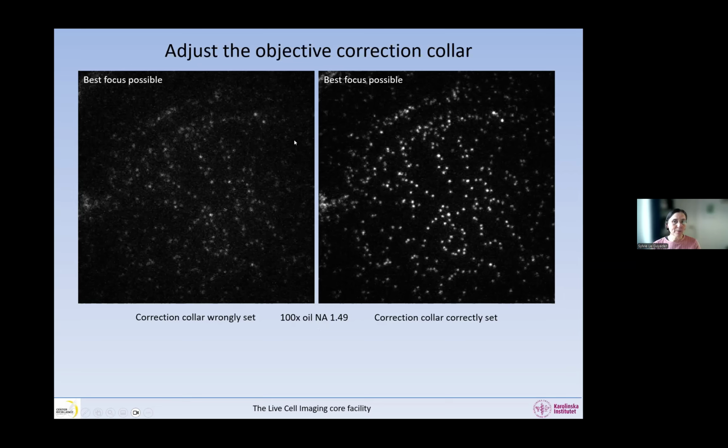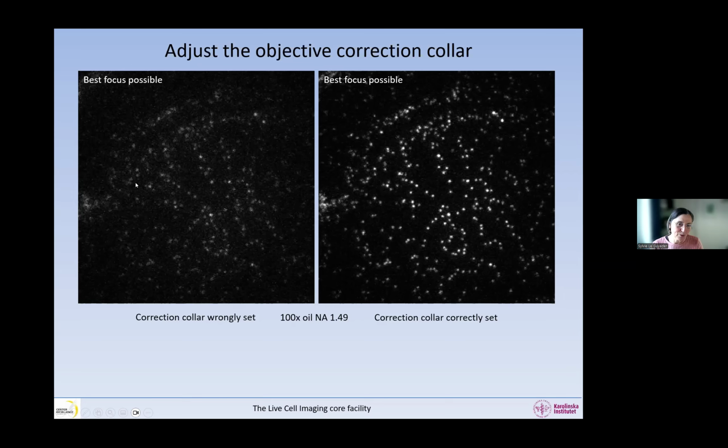And what happens if we take these two images with the ring set at different positions? And I assure you that in both cases, this was the best focus I could get, okay? So you can see that the image is much dimmer, it's much grainier, so there's a lot more noise in this image, and the image looks quite strongly out of focus, but this is actually the best focus we can get. You will only see the difference between a ring that is set the correct way and one that is not if you look at the images side by side.